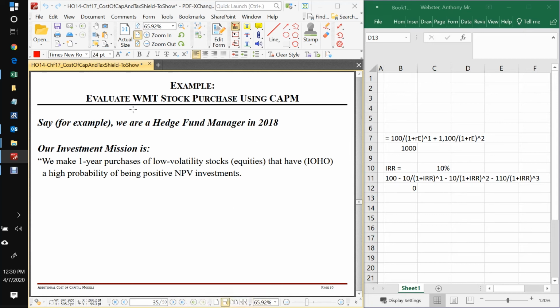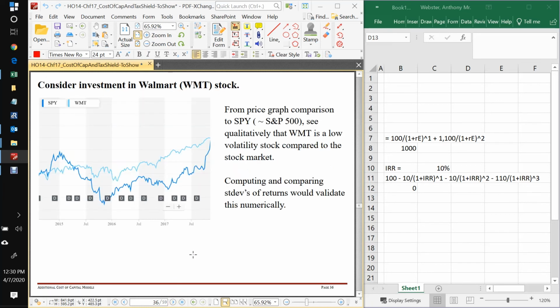All right, so with that in mind, let's do an example. Let's evaluate a potential purchase of Walmart stock using the CAPM model. Okay, so let's go back in time a little bit, but not much. Let's say we're a hedge fund manager in 2018, and our investment mission for our hedge fund is we make one-year purchases of low volatility stocks that have, in our humble opinion, IOHO stands for in our humble opinion, a high probability of being positive NPV investments. Okay, so that's a fine mission statement. Nothing wrong with that, and let's go from there.